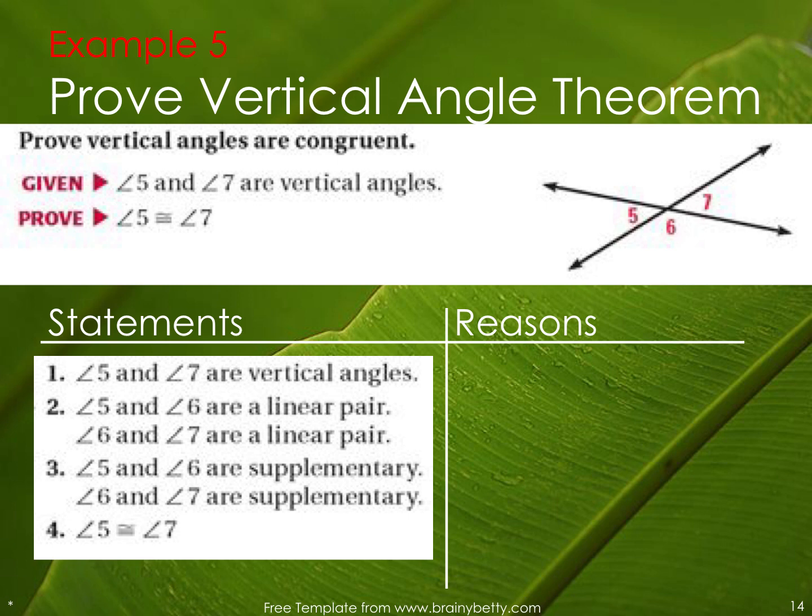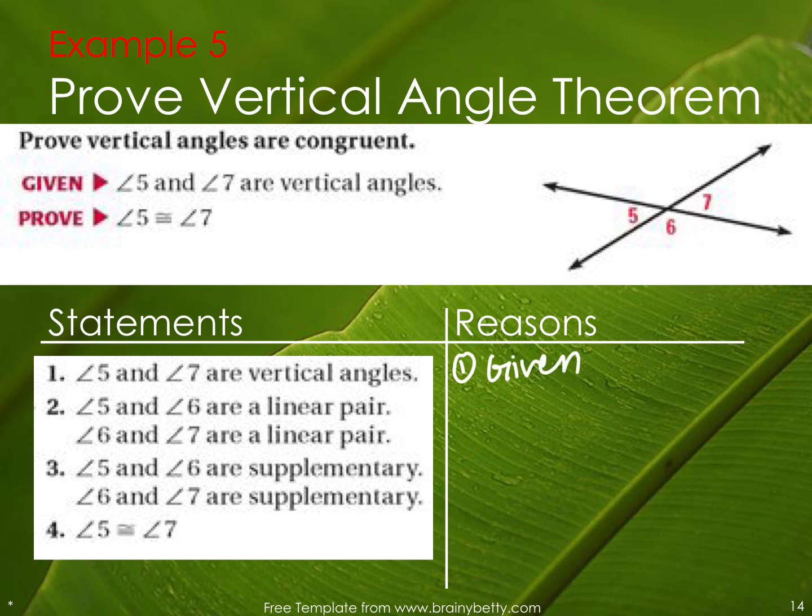All right, we're going to go ahead and solve this one. We need to prove the vertical angle theorem. So it's similar to the previous one, but now it's written as a 2-column proof. So it says angle 5 and angle 7 are vertical angles. Angle 5 is congruent to angle 7. I need to figure out what my reasons are. So looking at this, my statements and my reasons, what's my first reason? Given. Good, it's always going to be given.